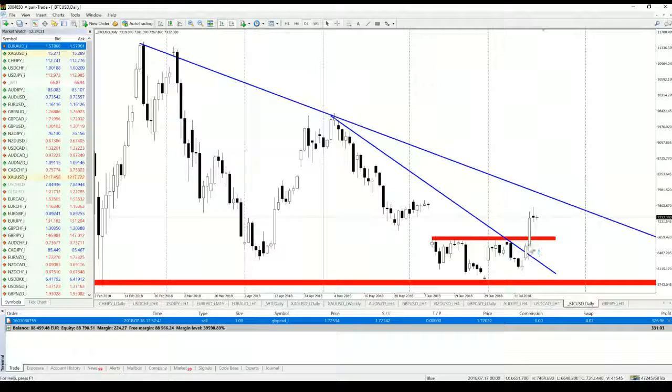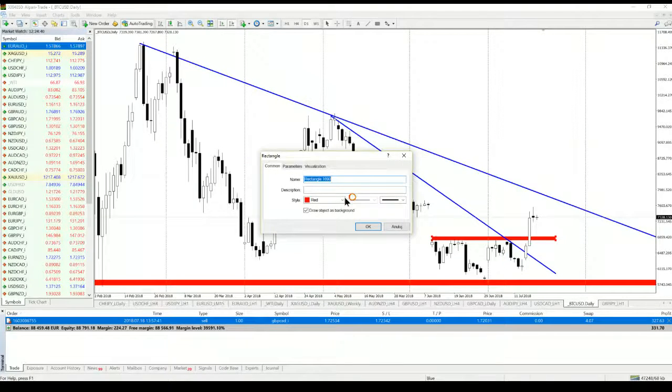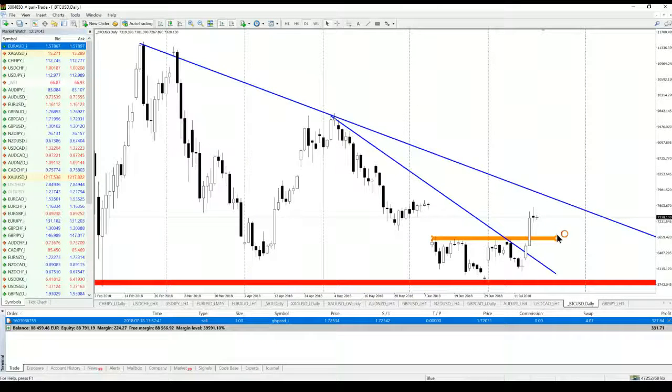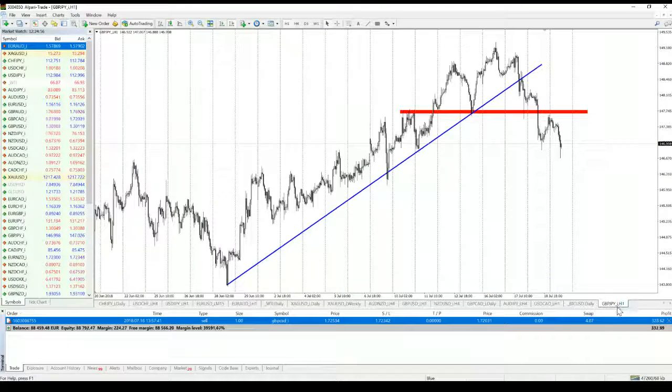Bitcoin, inverse head and shoulder formation, upswing. Most probably we will have a small correction, but the sentiment is positive as long as we stay above, let's change the color, not to have two red lines, above the orange area. So price staying above the orange area is a proper buy on Bitcoin. And British pound to Japanese yen, that is a good one.